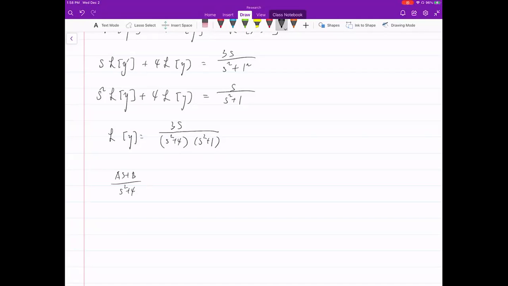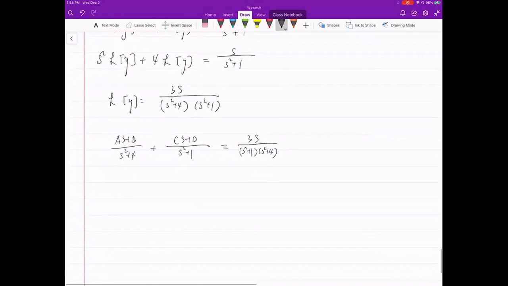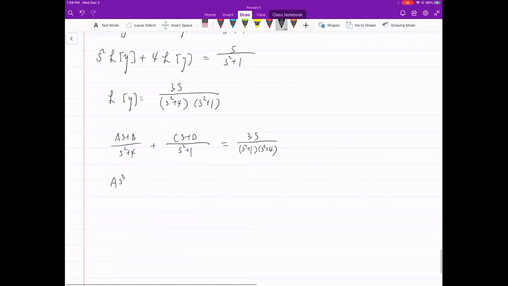As plus b plus cs plus d, times s squared plus 1, should somehow produce 3s. That gives As cubed plus Bs squared plus As plus B plus Cs cubed plus Ds squared plus 4Cs plus 4D. That's on the top. Should equal 3s.